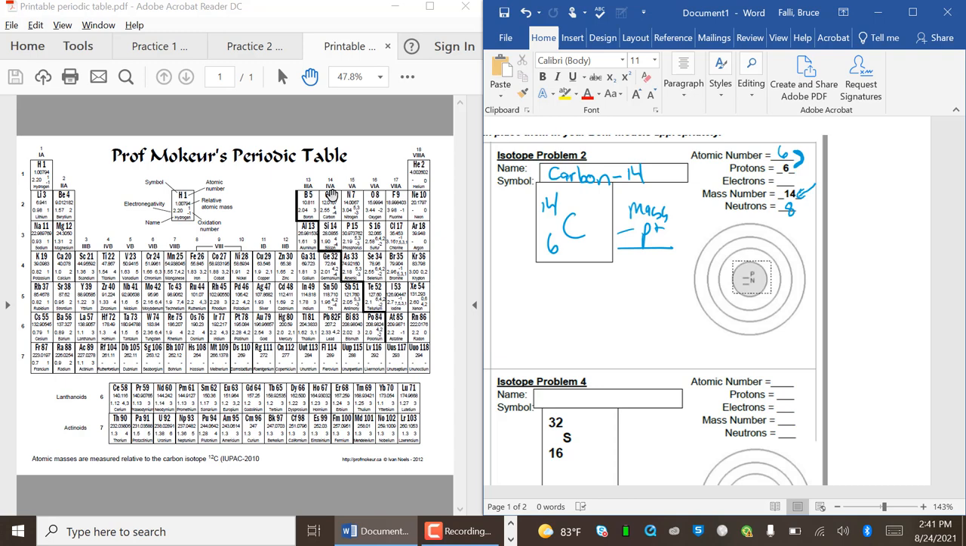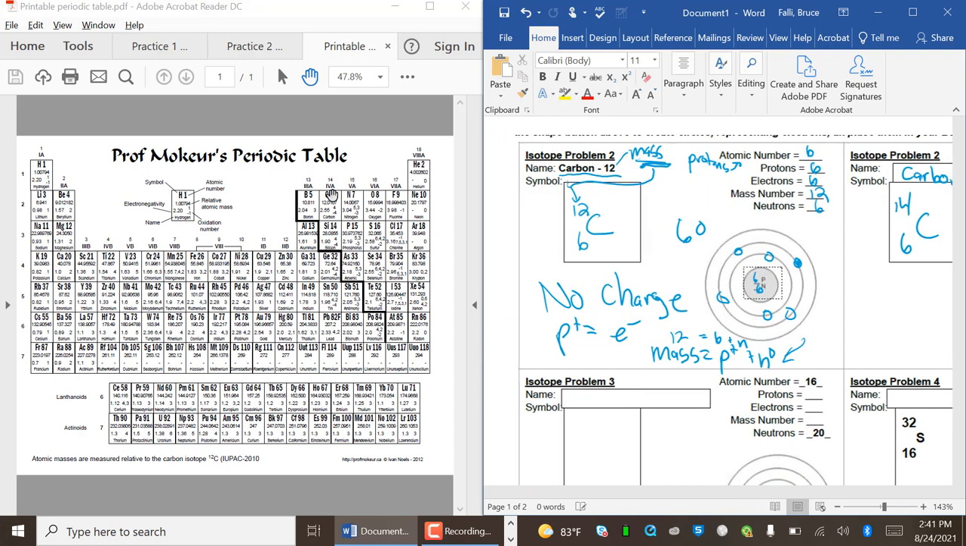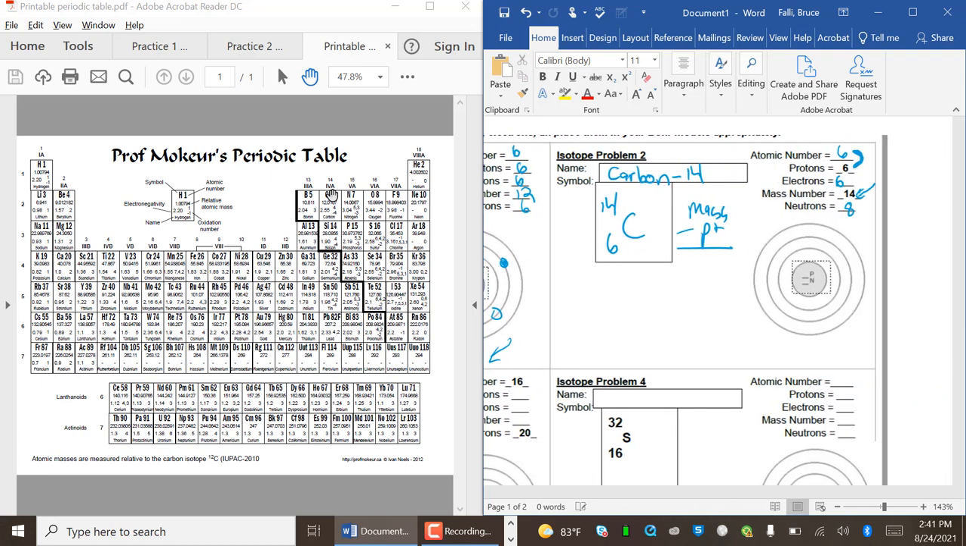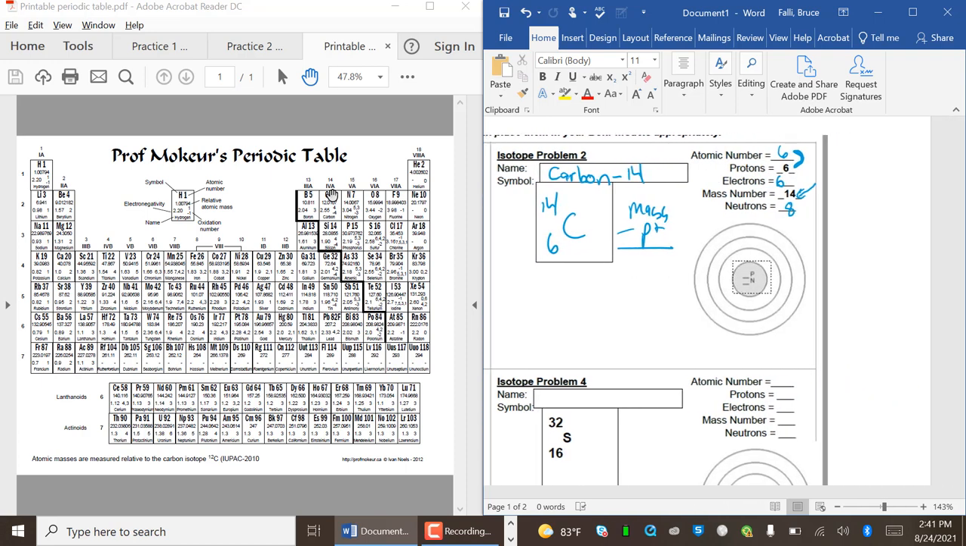Electrons, no other indication of charge. So remember, I'm going to go back to this. No charge, protons equals electrons. Okay. So again, 6 protons, 8 neutrons, 6 electrons. First ring gets 2. 1 little, 2 little in the first ring. Then we got to do 4 more to get 6. 1, 2, 3, 4.